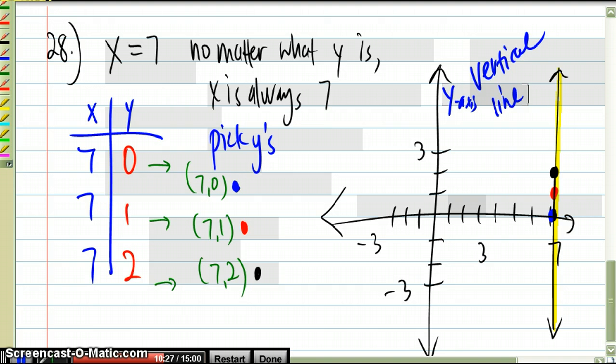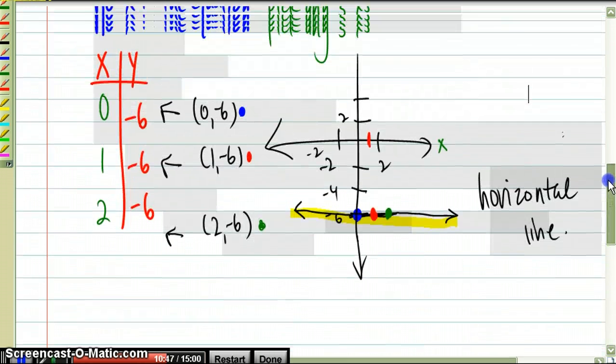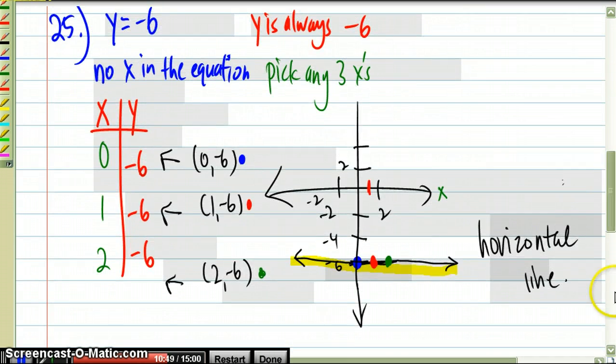Okay, that's not the best example there, but we'll actually get more into the real life examples as we get down the basic parts of graphing, and then we'll bring in the real life examples to tie it all together. So that's 28, different than 25, and that was 25 where we saw a horizontal line.